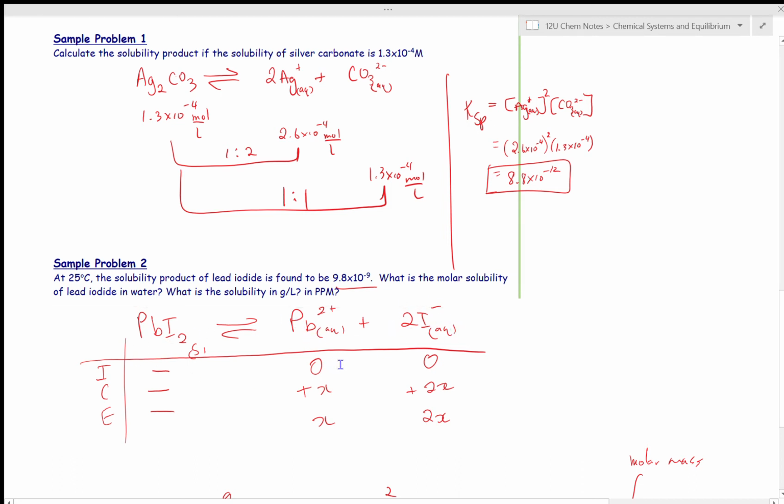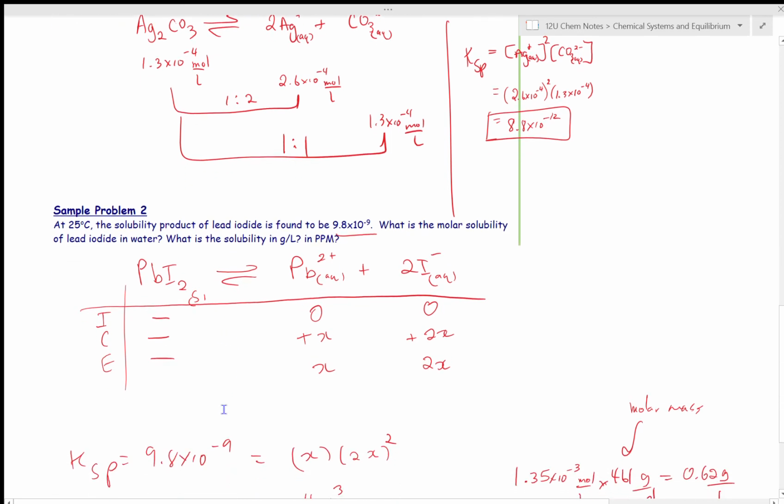I don't have any initially of my lead ions or my iodide ions, so we have zeros there for my initial. You'll also notice that there are dashes here. There's dashes here because this is a solid chemical, which means it's got a constant concentration. So we don't have to worry about it changing because it's not going to ever change. So we just ignore that piece as I showed you the derivation of the KSP formula. When this starts to dissolve, we know that for every 1 lead iodide we're going to produce 1 lead ion and 2 iodide ions.